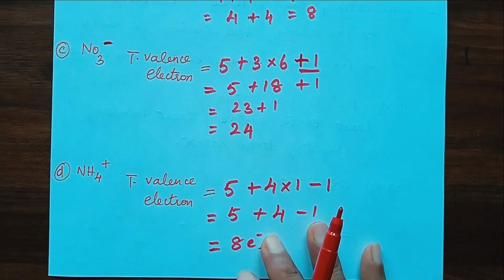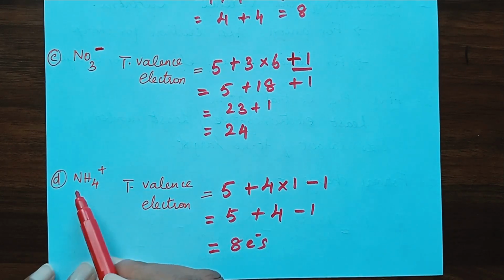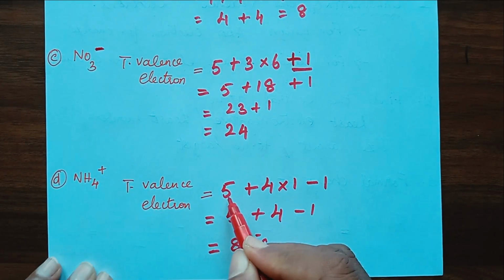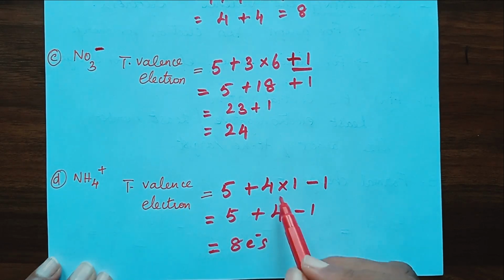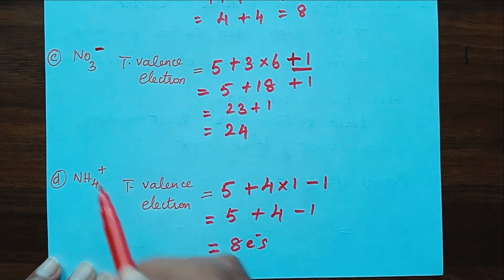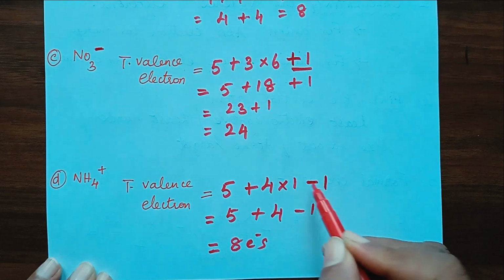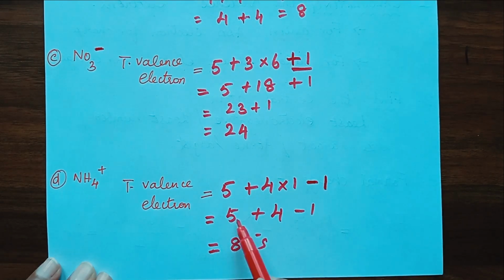Next we go for NH4 plus. For NH4 plus, the valence electron for nitrogen is 5, plus we have 4 hydrogen atoms, so 4 into 1. And for the plus 1 cation we remove 1 electron, so minus 1. So 5 plus 4 minus 1, totally 8 electrons for NH4 plus.